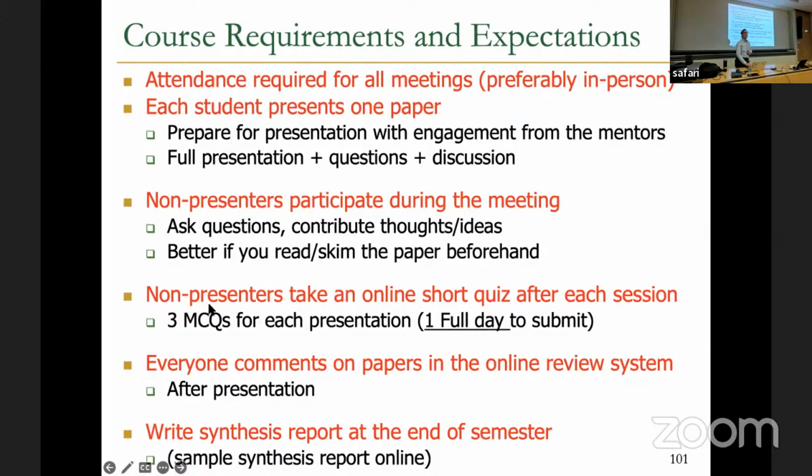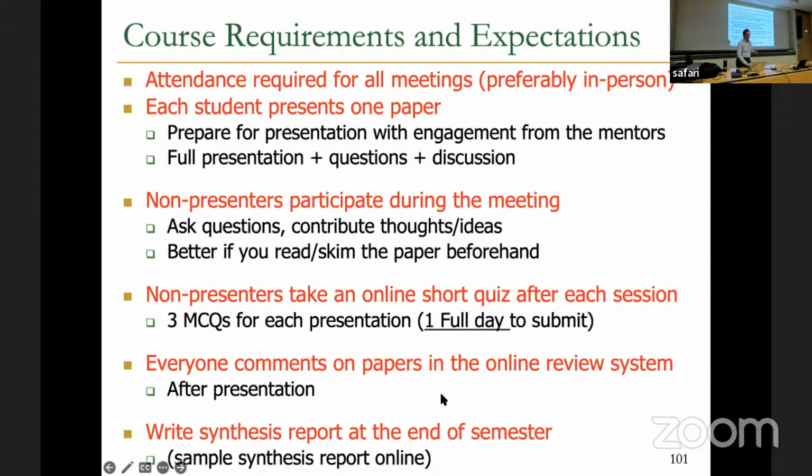What is an MCQ? Okay, multiple choice questions. I don't remember acronyms unless it's a very common acronym. So every acronym should be defined. So 3 multiple choice questions for each presentation. You have 1 full day to submit. That's good. These are not that hard, I think, if you know the paper, or if you attend the presentation and paid some attention. You can also study the slides. Slides will be online.